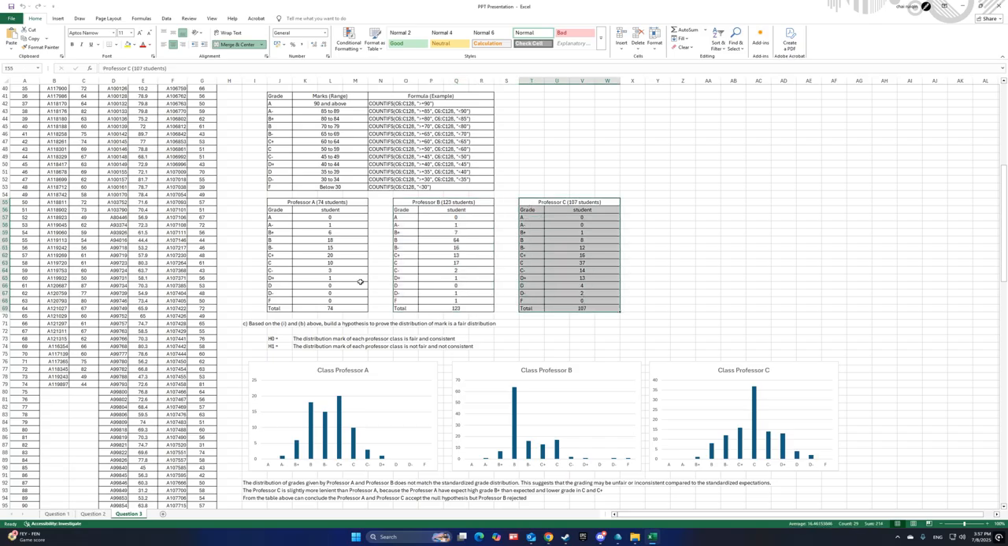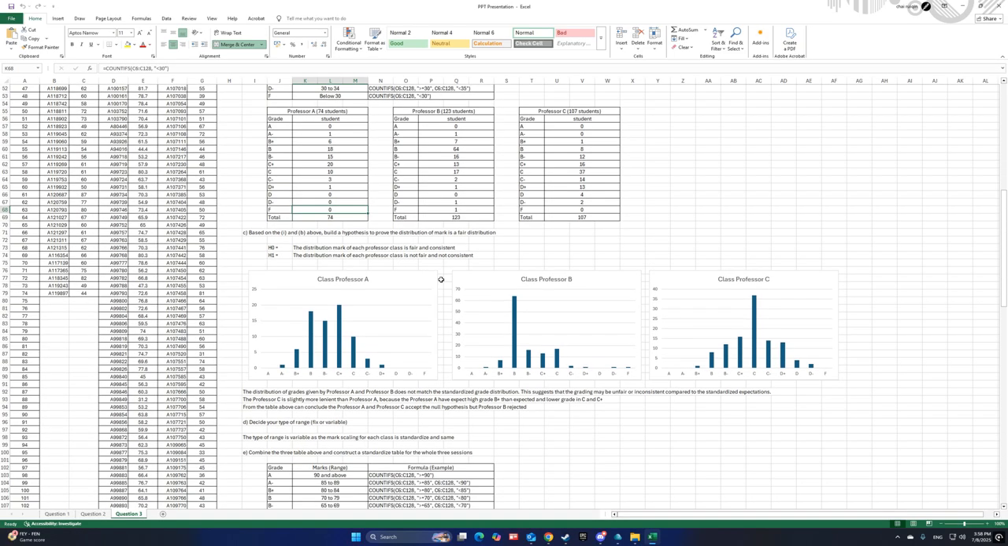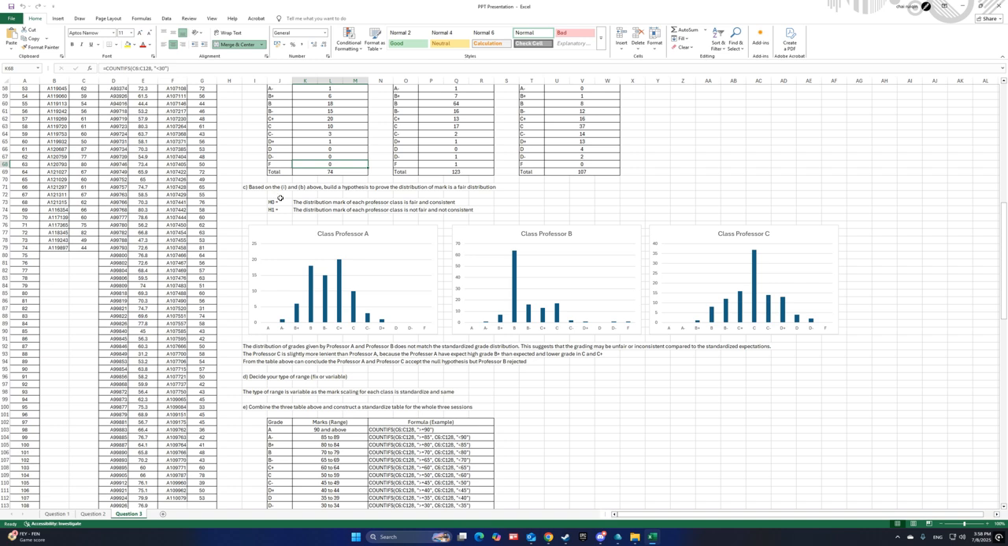You can see Professor A has 74 students, Professor B has 123, and Professor C has 107 students. Based on the above, we can build a hypothesis to prove whether the mark distribution is fair or unfair. We will set the null hypothesis as: the distribution of marks for each professor's class is fair and consistent.